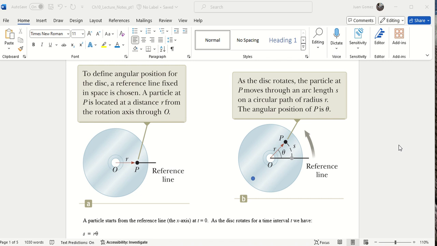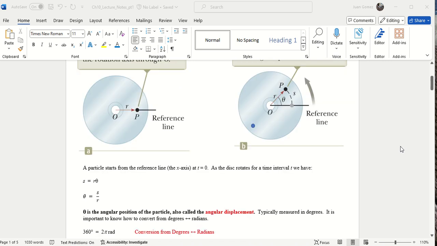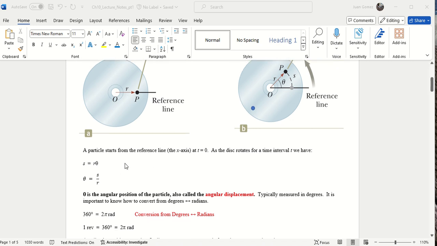Well, dust off the old high school geometry notes. What is the arc length? S is equal to r times theta. Or equivalently, solve for theta: theta is equal to S over r. Theta is called the angular position of the particle, also known as the angular displacement. Typically, it's measured in degrees.